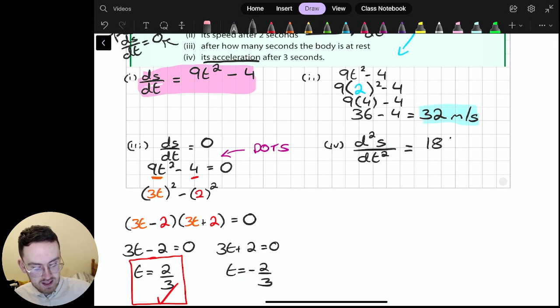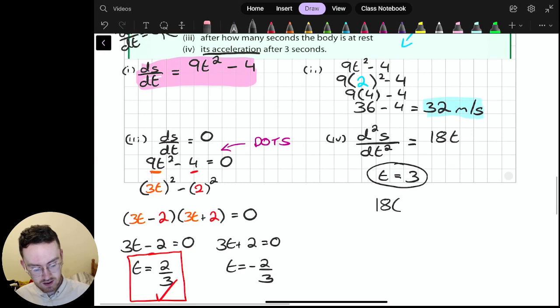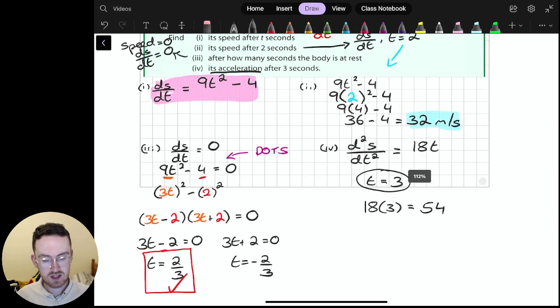That becomes 18t. The 9t squared becomes 18t. The minus 4 is a constant, so when we differentiate it, it goes to 0, just goes away. So we're left with the acceleration is 18t. So we see it depends on t. This is a general form. We've been asked when t is equal to 3. So we're going to sub that in. So 18 by 3. Okay, and if we multiply 18 by 3, what is our answer? Let's just try that one out. And we should get an answer of 54. So 54 is our acceleration.